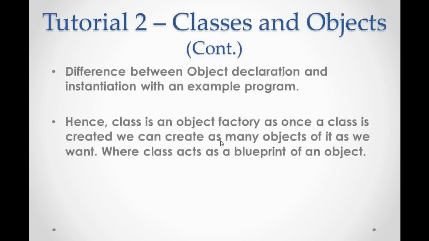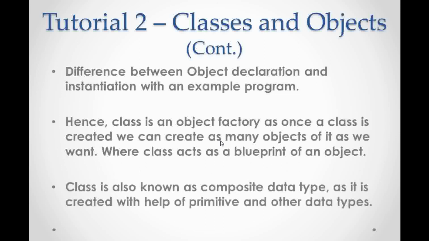As in a factory, products are created according to an already created blueprint or format. So an object is created according to a blueprint, that is nothing but a class. So class is nothing but an object factory. Class is also known as composite data type. Now why is class known as composite data type? Composite data type means the data type which is created with the help of primitive data types. So class is a composite data type as it is created with the help of primitive data types.